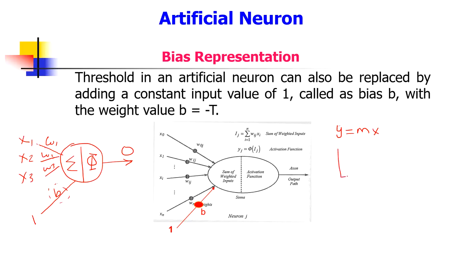So if we draw this, our line will be bound with respect to the origin. However, if we say y equals mx plus c, then c in a straight line is the intersection point on the y-axis. So c in this case is something like a bias.